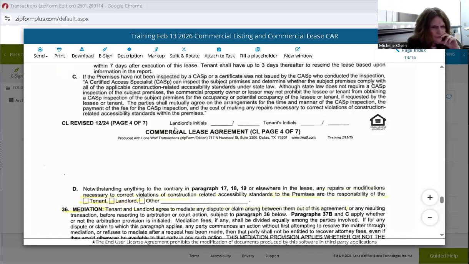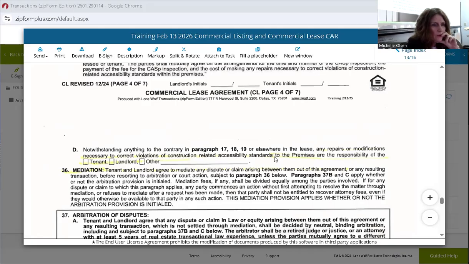Okay. So notwithstanding anything to the contrary in the above paragraphs or elsewhere in the lease, any repairs or modifications necessary to correct violations of construction-related accessibility standards to the premises are the responsibility of who? Who's going to be responsible, the tenant or the lessor? You need to have a discussion. Peter, on this one, I think it's the lessor, but it could be the tenant. So if there's a violation of construction-related accessibility standards to the premises, who's responsible?